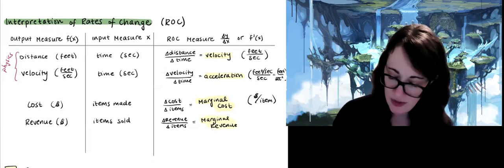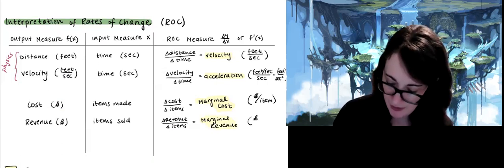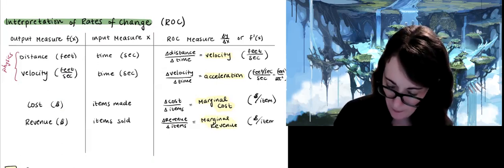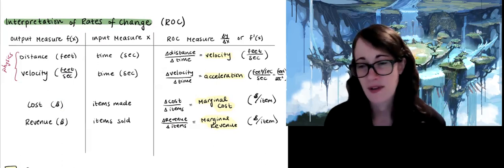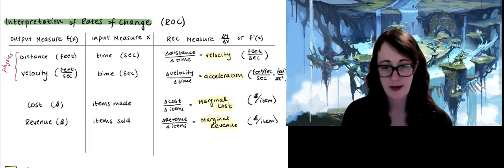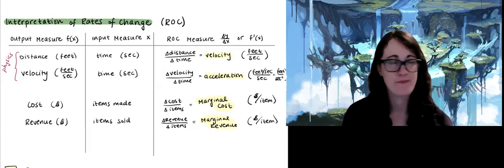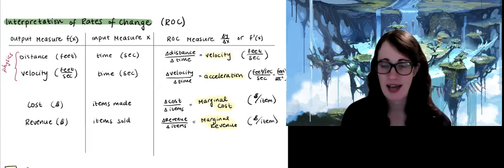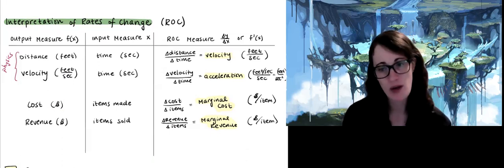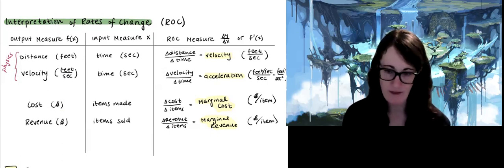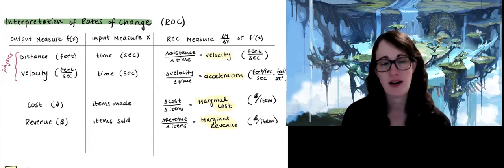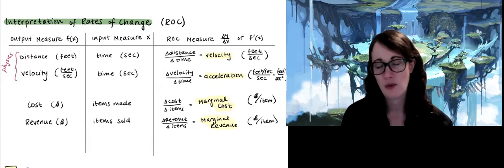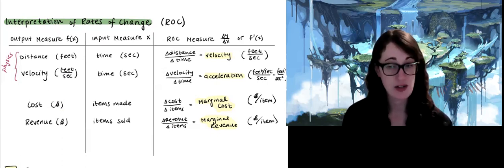And again, the units are going to be dollars per item. So it gives you an easier way to understand how your revenue changes if you were going to sell one more thing. What would be the increase in your revenue in that case? Same with cost. If you were going to make one more thing, how would your cost change?